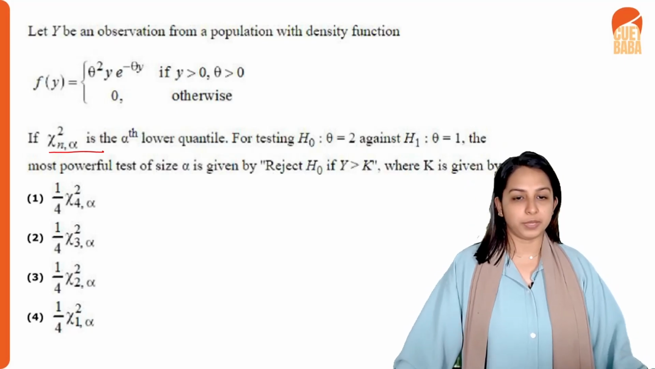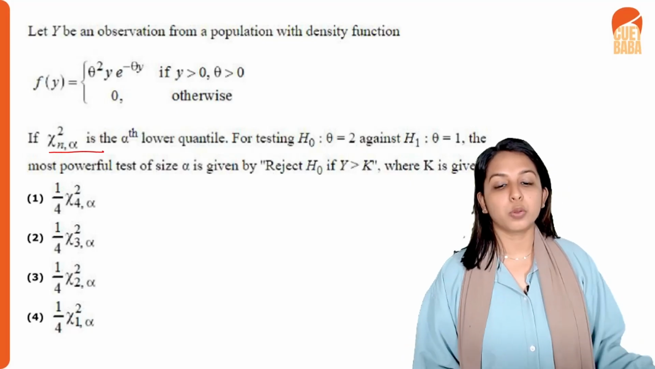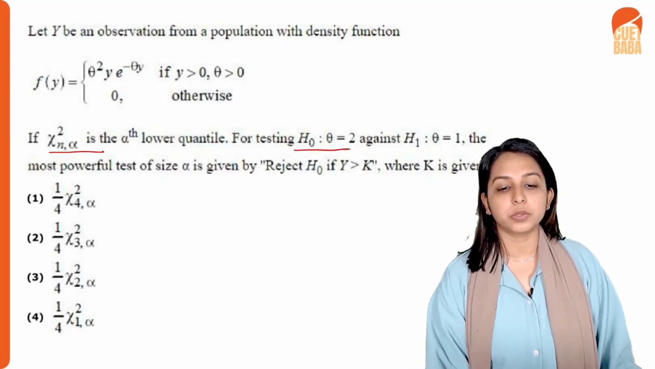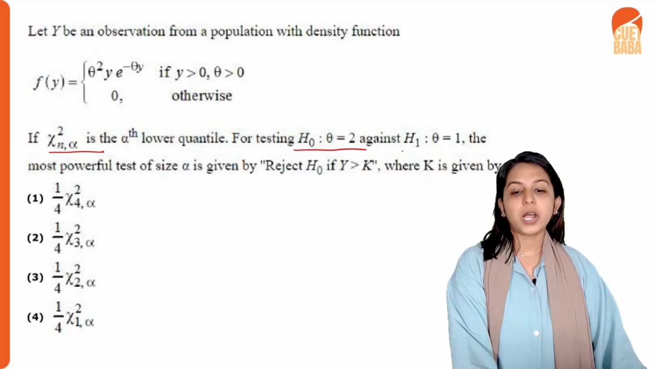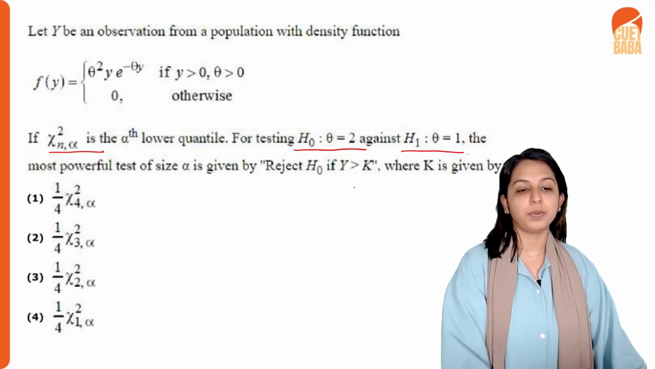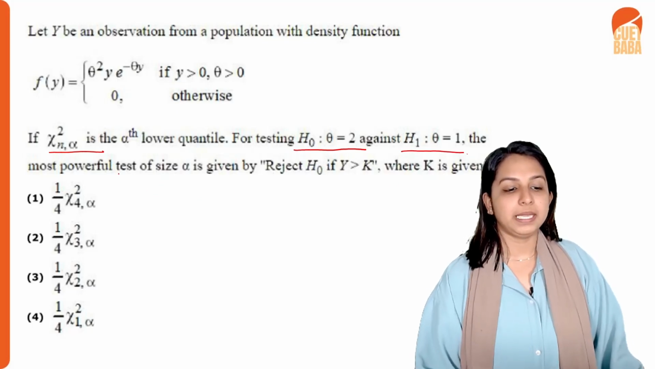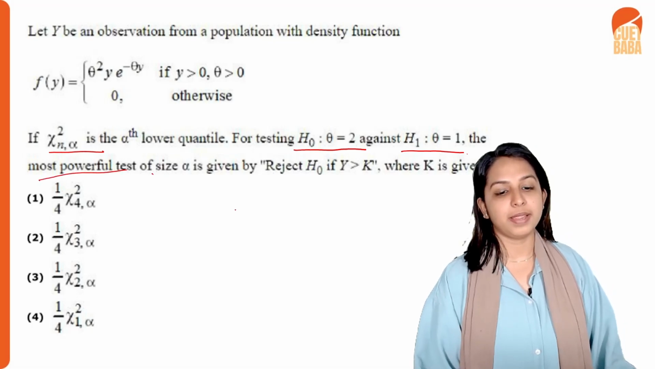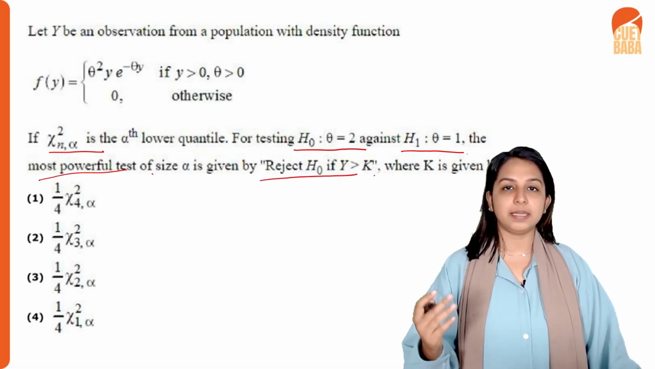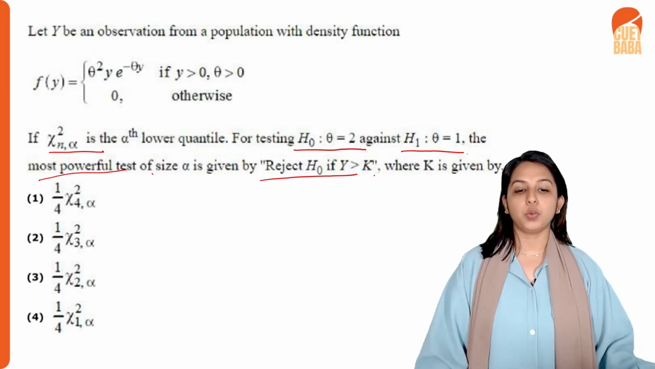chi-square n alpha is given as the alpha lower quantile for the given density function theta square y e power minus theta y. And the test that we are going to test will be H0, that is the null hypothesis, theta equal to 2, and the alternative hypothesis is theta equal to 1. Now the MPT, that is the most powerful test of size alpha, is given by reject H0 if y greater than k, and we have to find out what k is.